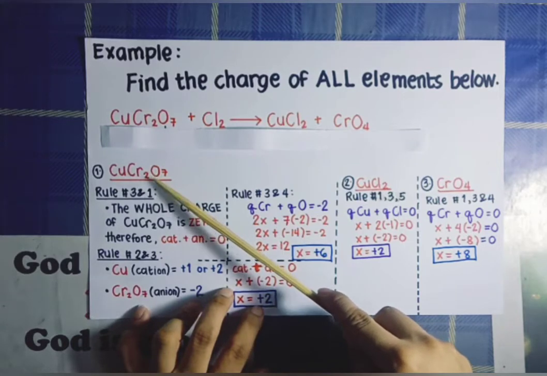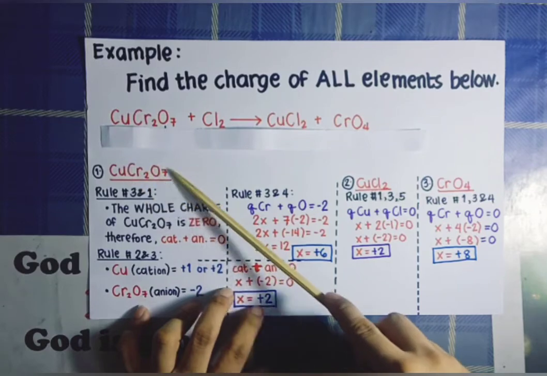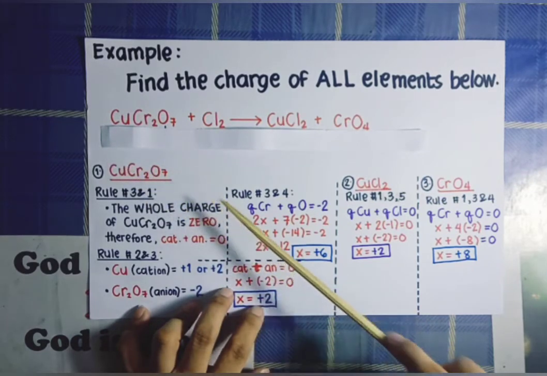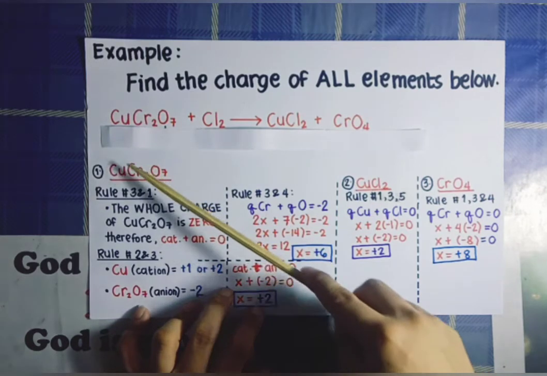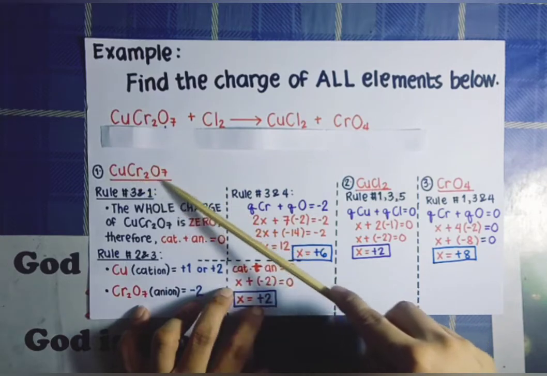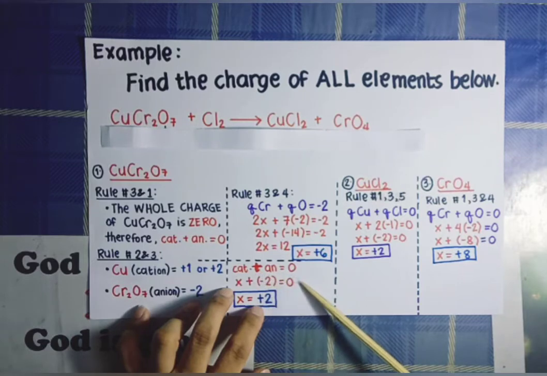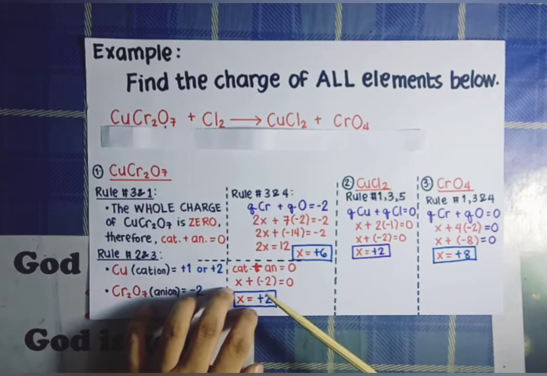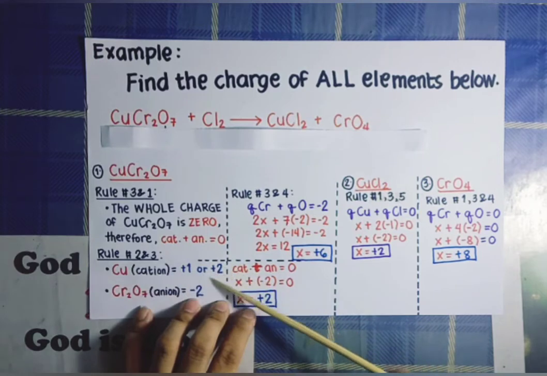Now, if we have two dichromate ions, that's actually 2 times negative 2. If we have 3 dichromate ions, let's say (Cr2O7) in parentheses, then 3, that's actually 3 times negative 2, and so on and so forth. But because we only have one Cr2O7, or one dichromate ion, then that's just 1 times negative 2, and that's negative 2. Now, by rearranging this equation, or by transposition, we will have x is equal to positive 2. Therefore, the charge of our copper here is positive 2.